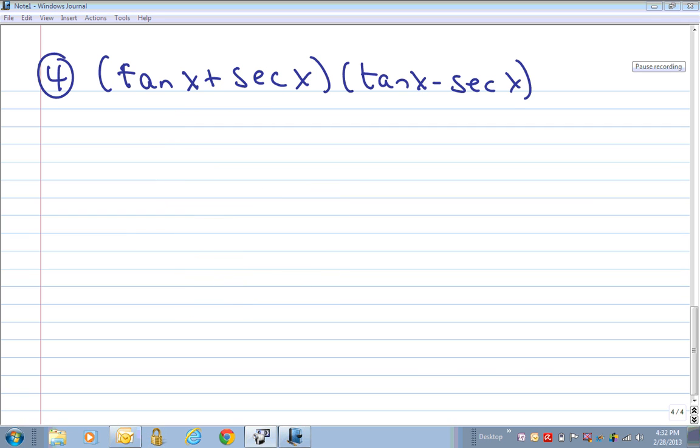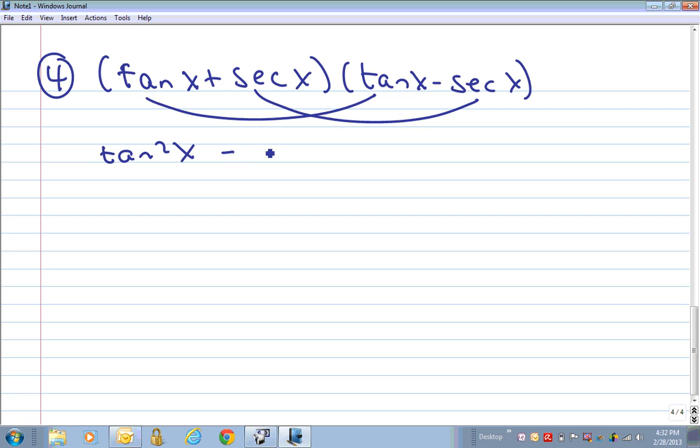All right, for number 4, I believe the instructions will talk about multiply. Please read the instructions carefully, and if it gives you an instruction to multiply or add or subtract or something, please use that instruction to your advantage. It's trying to give you a hint. So in this case, we have 2 binomials, and they happen to be a conjugate pair. Notice we have tan plus secant, and we have tan minus secant. So they are conjugate pairs, and you know with conjugate pairs, the middle term will cancel out. So we will multiply the first times the first and get tan squared x, and we'll multiply positive secant times a negative secant and get a negative secant squared x.